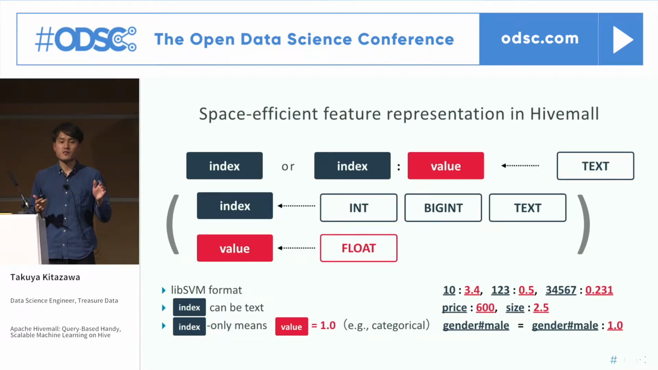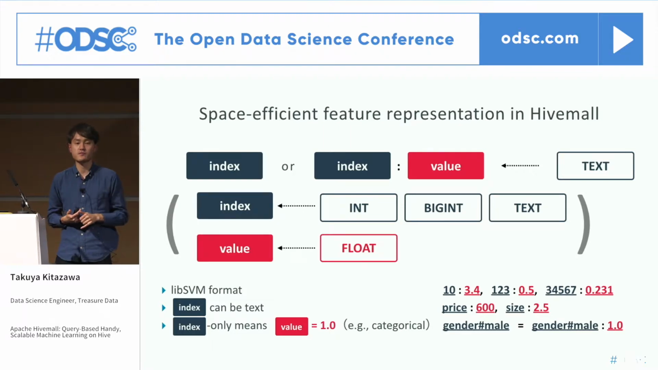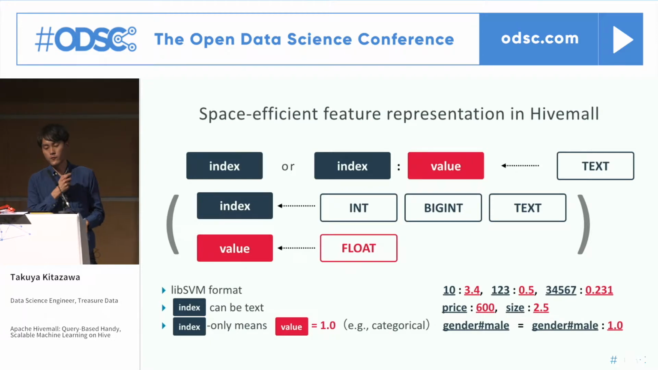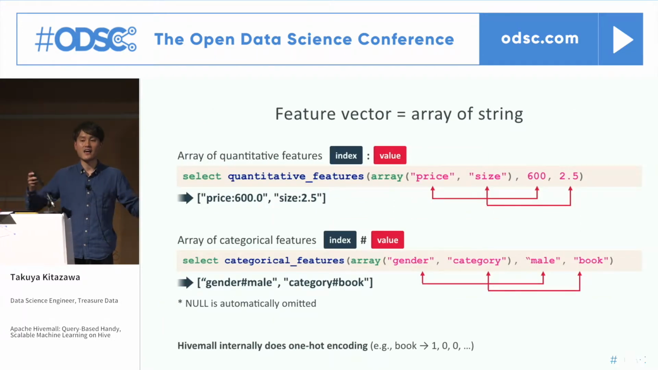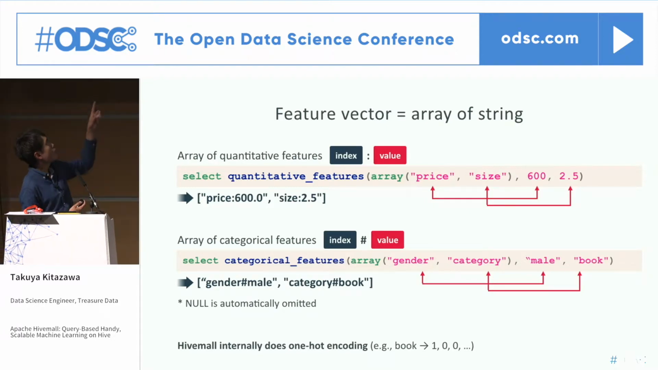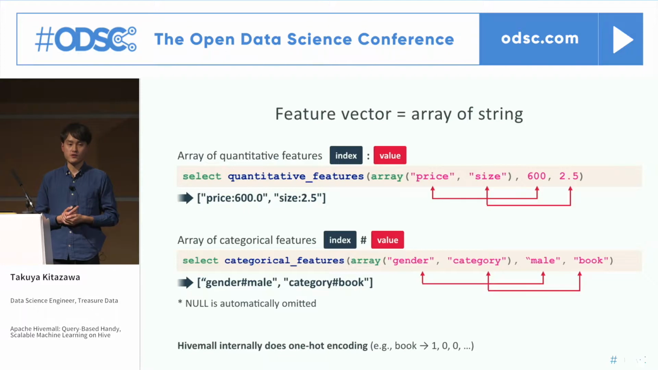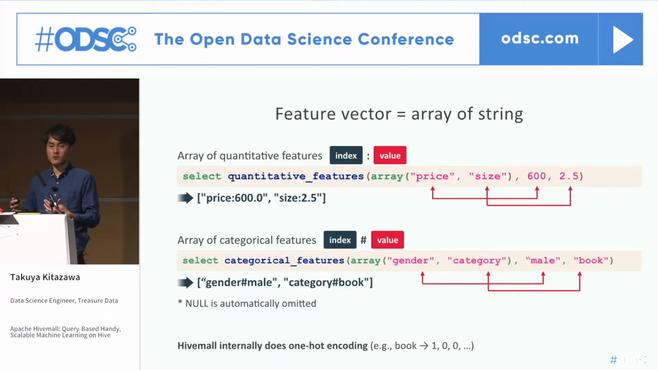So a feature is represented as just a single index or feature name, or sometimes the concatenation of feature name and its value. Every single feature is represented in this format. And a feature vector here is just an array of features in Hive. And there are two functions you can use to build your feature vector on Hive. One is quantitative features, which converts the input representing quantitative features to a feature vector.